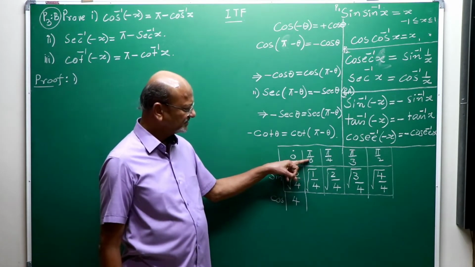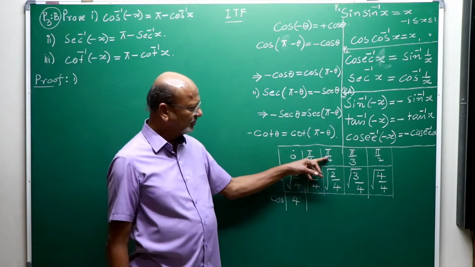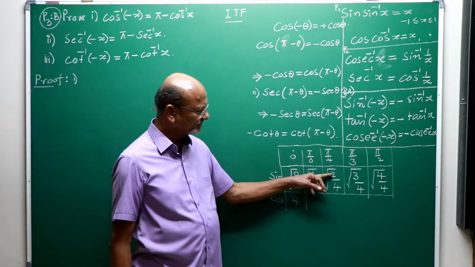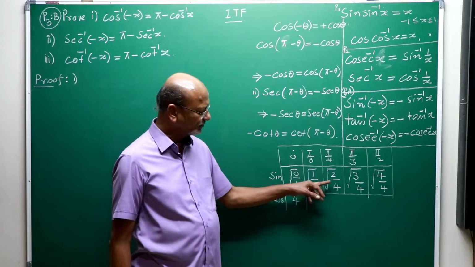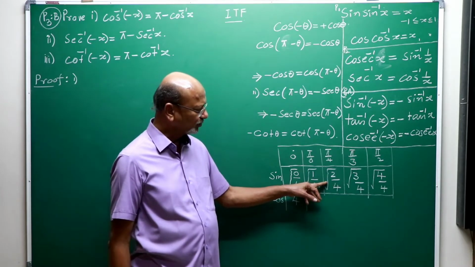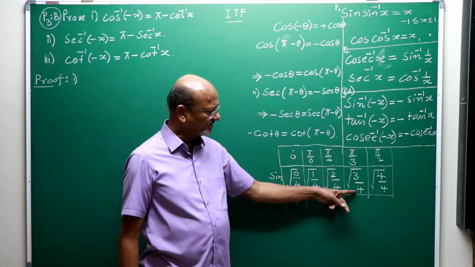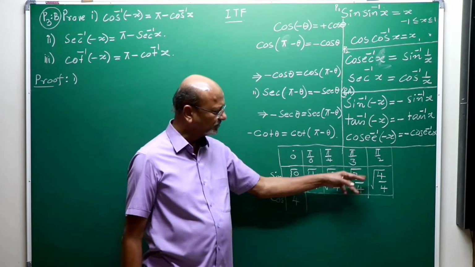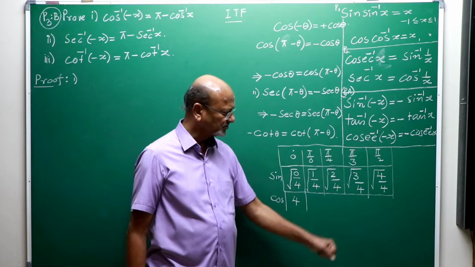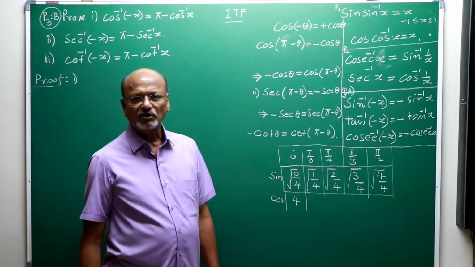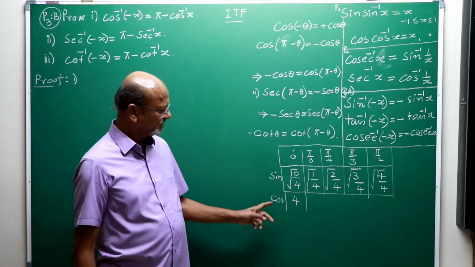Sine pi by 6, 30 degrees, is 1 by 2. For 45 degrees, what is 2 by 4? It is 1 by 2, and the square root is 1 by root 2. Sine 60, pi by 3, simplifies to root 3 by 2. Sine 90 simplifies to 1.